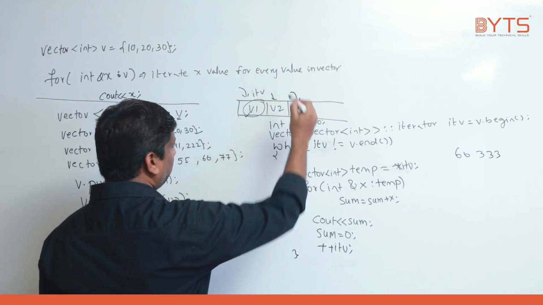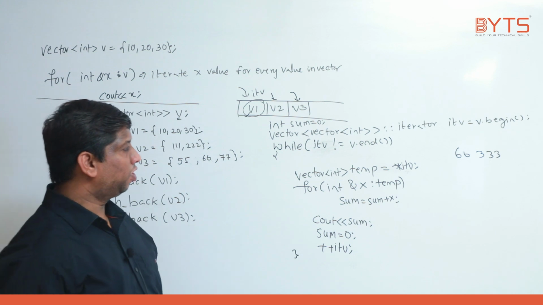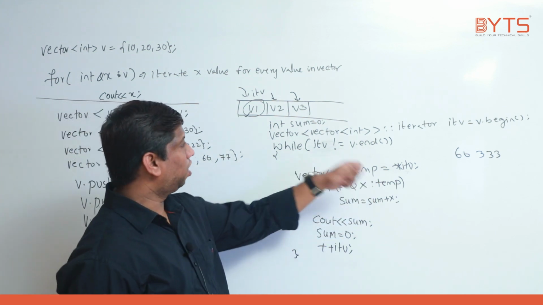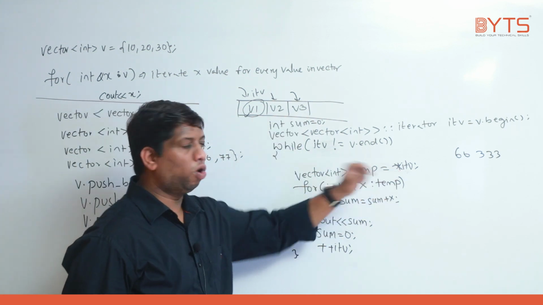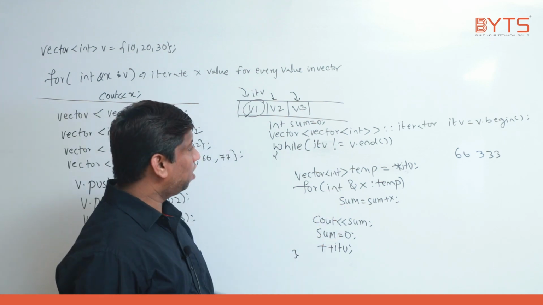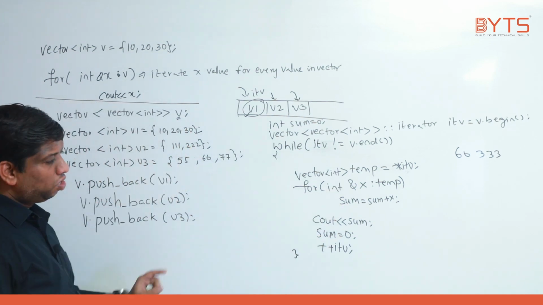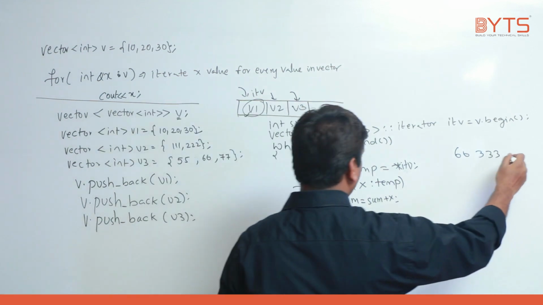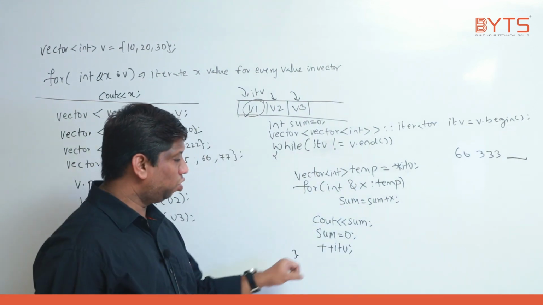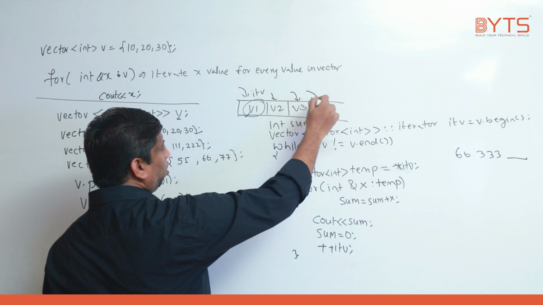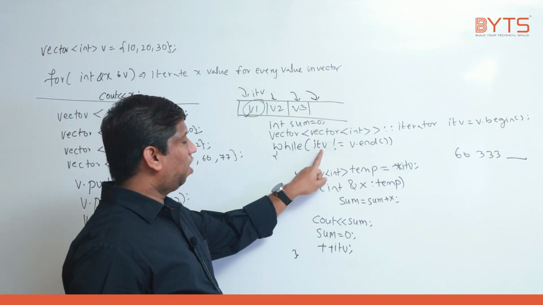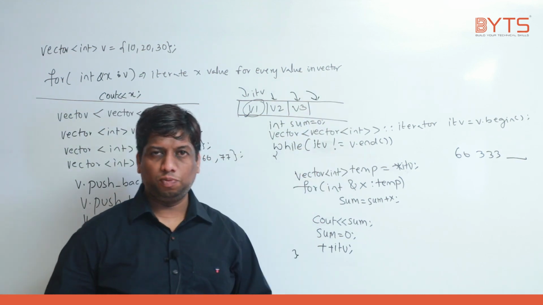Next again sum will be initialized to 0, then ++itv. ++itv means we will come here. Understand? Whenever we come here, again itv is not equal to end, *itv. *itv means v3. Now v3 is what type? Vector type. Now temp will contain it. Again we do this sum. Once the sum is completed, it is printed here. After that sum is reinitialized to 0, then ++itv. itv will point here. When itv is pointing here, itv not equal to end is false, so we come out. I hope this is very clear.